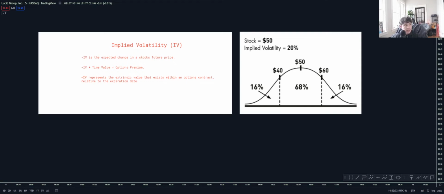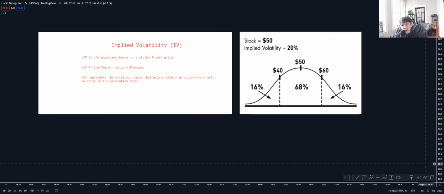The IV plus the time value is how we calculate options premiums, and the implied volatility, like mentioned here, represents the extrinsic value that exists within an options contract relative to that expiration date. So it's important to know, like I said earlier, the higher the IV, the higher that expected change is. The lower the IV, the lower that expected change is.